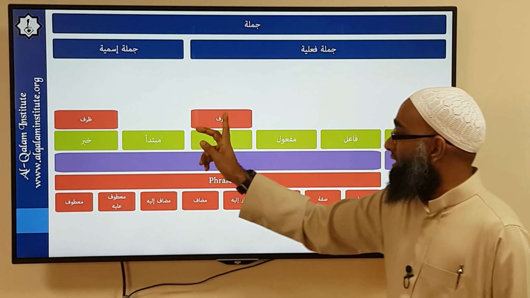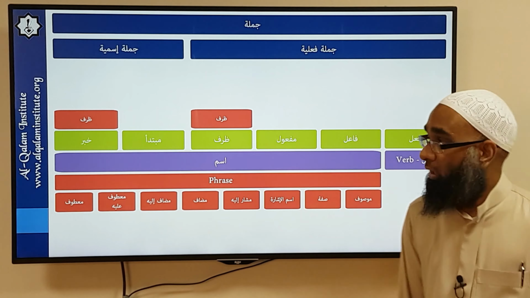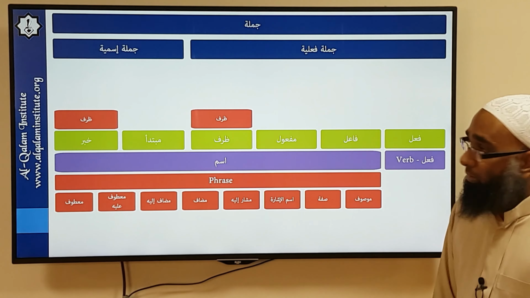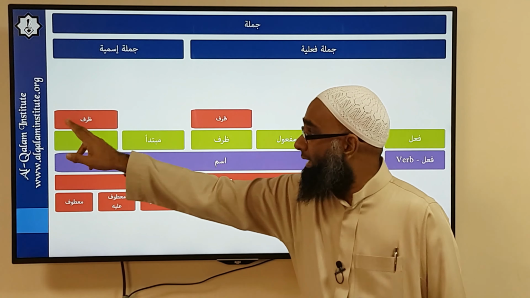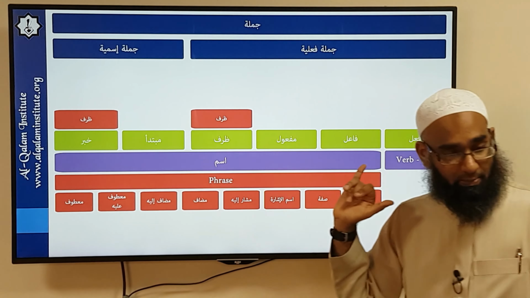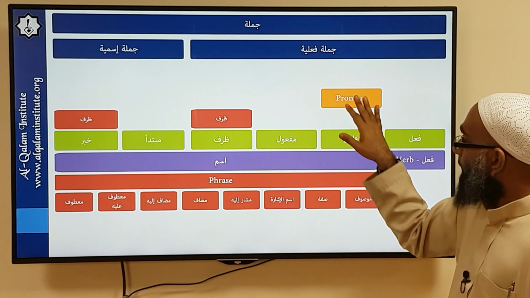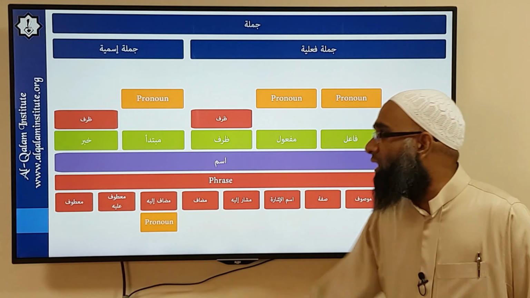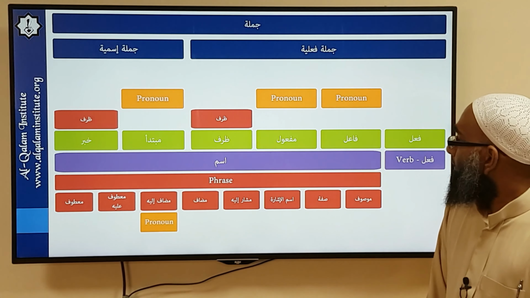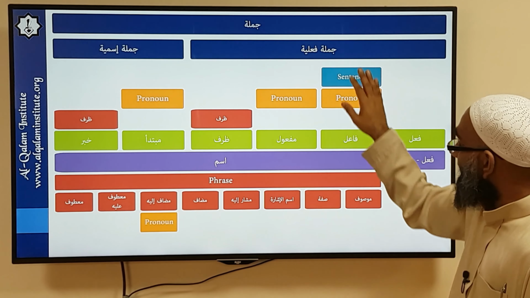Then the other phrase we have is a zarf phrase. It can only come where? As a zarf or as a jar majrur, as the khabar. So this zarf phrase, meaning the mudaf ilayh zarf or the jar majrur zarf, comes in these two slots only, nowhere else. And then instead of that, you can have a pronoun. So a pronoun can be a fa'il, a maf'ul, a mubtada, a khabar in theory, and also a mudaf ilayh. Correct?